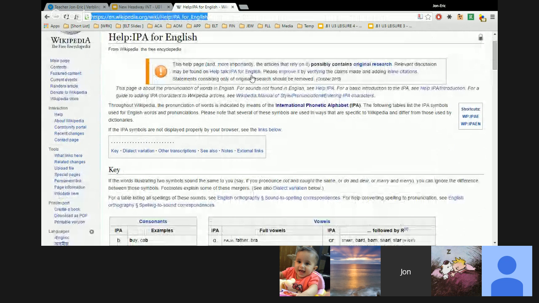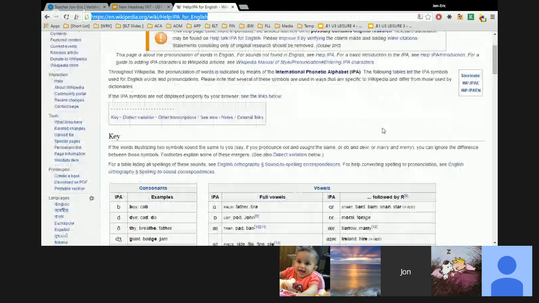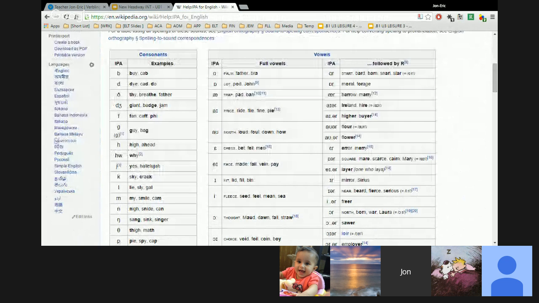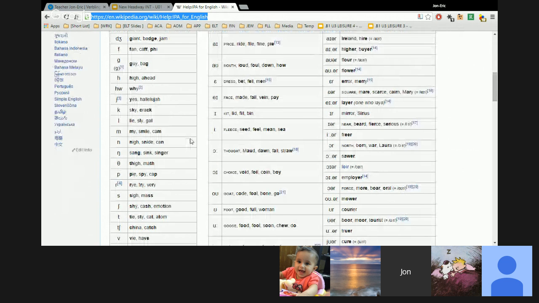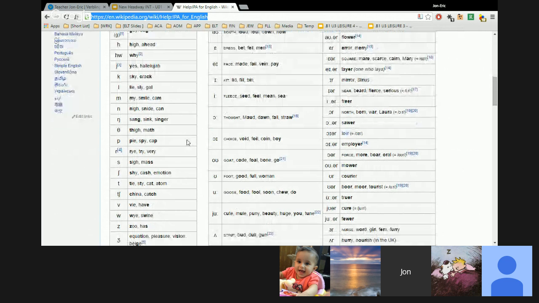So here you can see the symbols just for English. Okay, and I'll put the link there for you if you want to check it out later on. I'll be referring to this later. But as I said, you only need the symbols that are useful for English. You don't need to learn the entire chart because the entire chart is pretty big. And there are sounds in there from, for example, African click languages. You don't need to know those symbols for English, so don't worry about them.